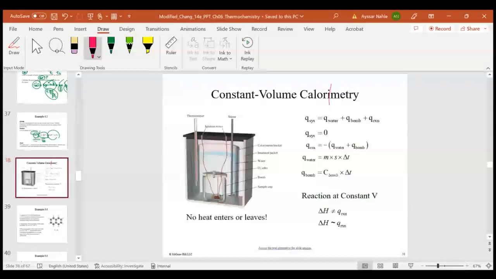So now again, that's the bomb calorimeter. Now, of course, the drawing is much better than mine. Is it? Sure? Say no. Mine is better.